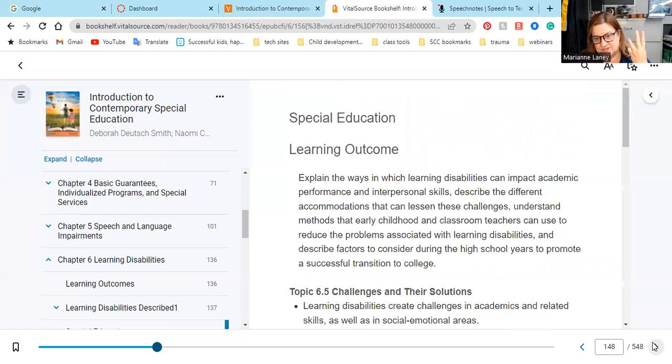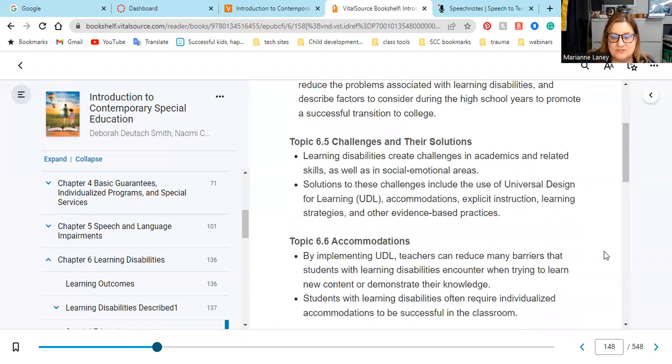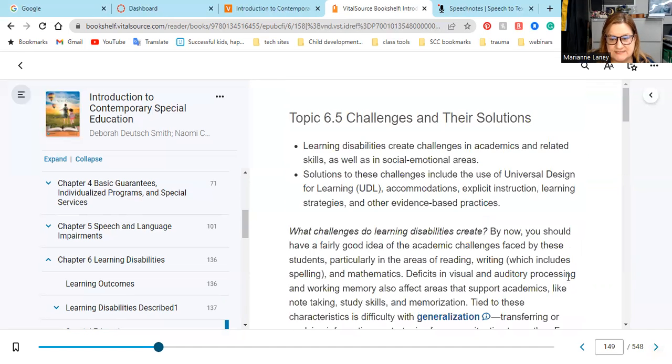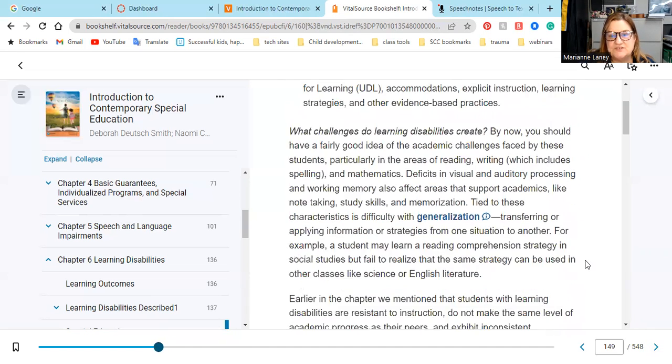My son has 3 categorizations. He has autism, OHI, and ED. Yeah, so it goes in that order. Challenges and their solutions. Again, that's kind of like the table of contents for this next section. Challenges and their solutions. So generalization is a great term.